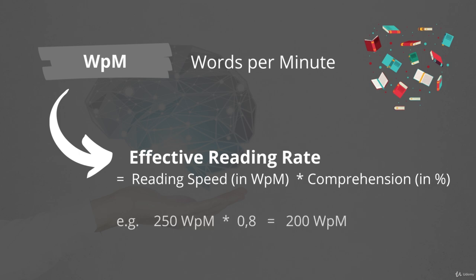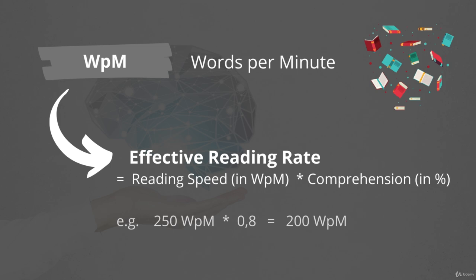For example, if your reading speed is 250 words and you understand about 80% of the text, then you have 250 WpM multiplied by 0.8 and you get an effective reading rate of 200 words per minute. So you are able to read and understand 200 words per minute. So on paper you would have read 250 words, and of those 250 words you would have understood about 200 words.